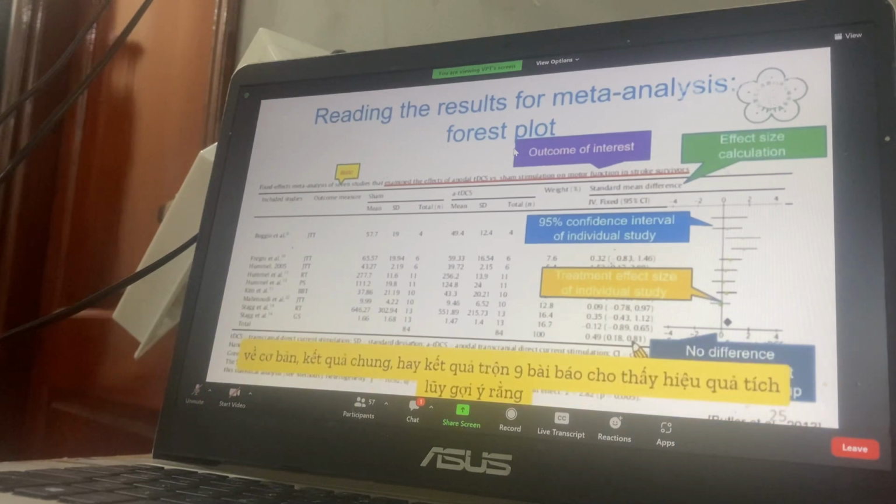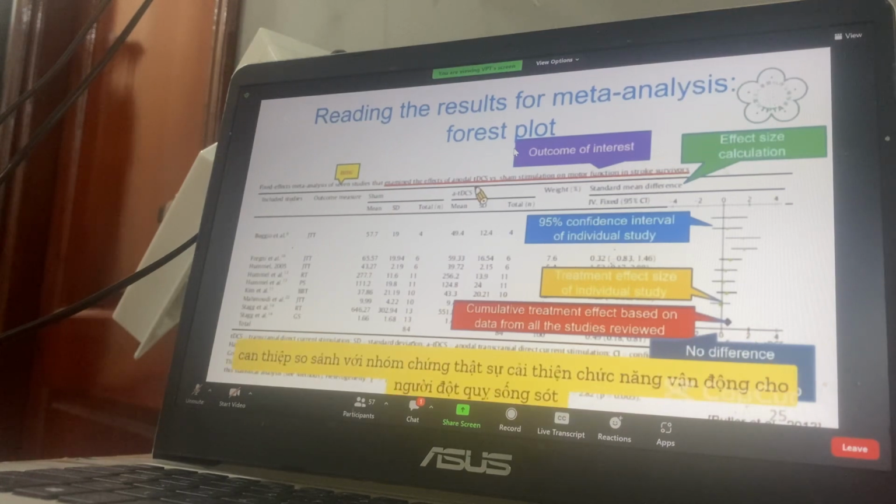So basically, the overall result or the pooled result of those 9 studies is telling you that the cumulative effect suggests that the intervention compared to a sham condition is indeed an effective method to improve motor function for patients with stroke.